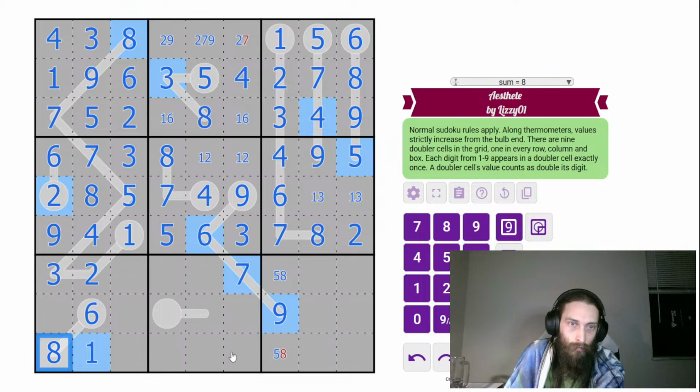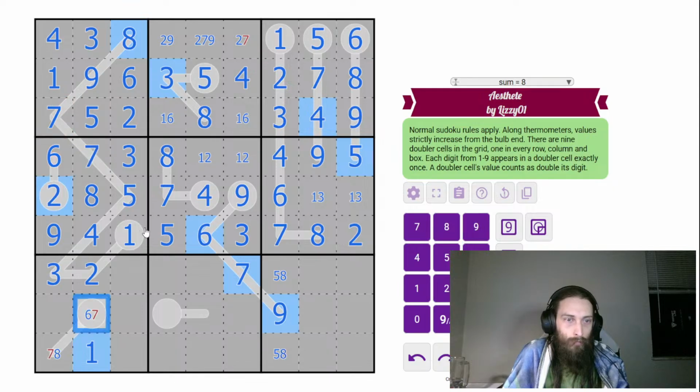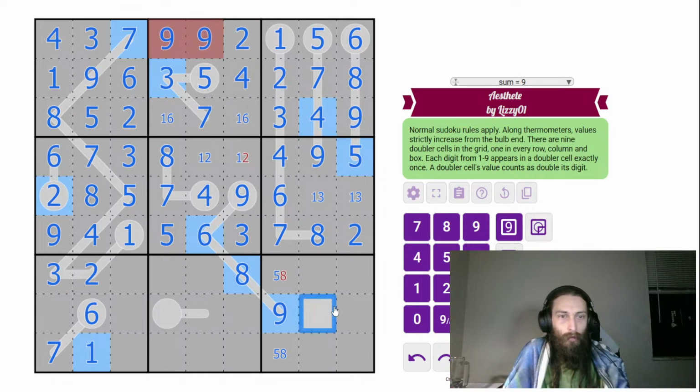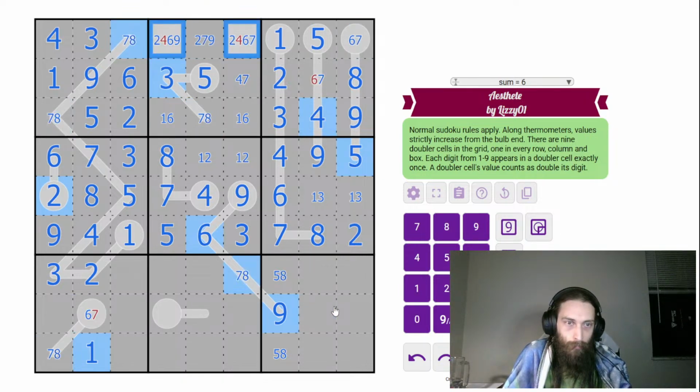The thermo. The long thermo that has the 8 at the end, it goes 7, 7. That's gotta be 8. Oh. Ah, right. I messed something else up.